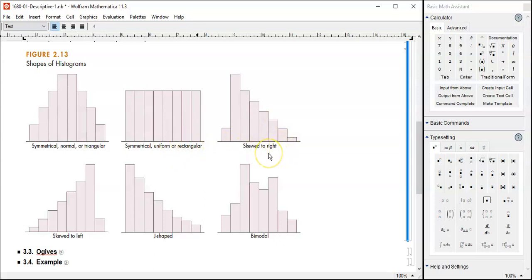This is important, skewed to the right. Stretched to the right: start from something like this, symmetric, and stretch to the right, and we call it skewed to the right. Here, start from the symmetric and then stretch it to your left, call it skewed to the left. And this too is skewed to the right, but why is it called J-shaped?